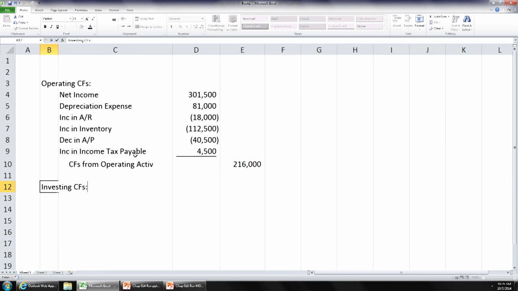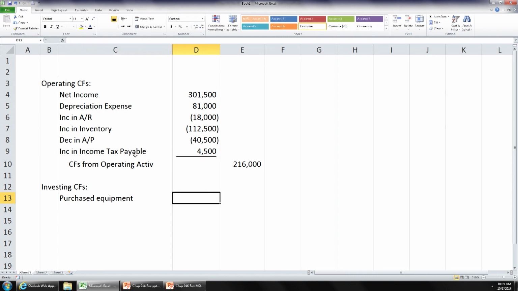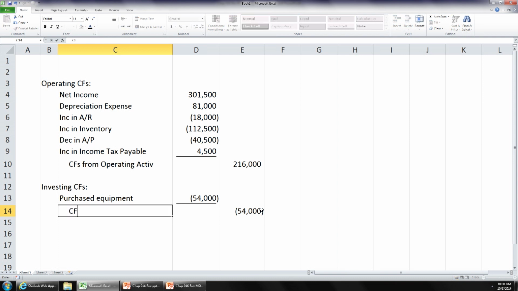investing cash flows here. Okay, well, we had one investing cash flow, correct? And what was that? Equipment. Don't just say equipment, okay? Let's say purchased equipment. That's more descriptive, isn't it? Okay, now was that an inflow or outflow of cash? Outflow. It was an outflow, so this is going to be a negative number. How much cash outflowed? $54,000. Okay? Now that was the only investing cash flow we had, right? But I still want to make a subtotal here. And what should we call that? What do you think? Cash flows used by investing activities. Okay? You with me? That was pretty easy, wasn't it?